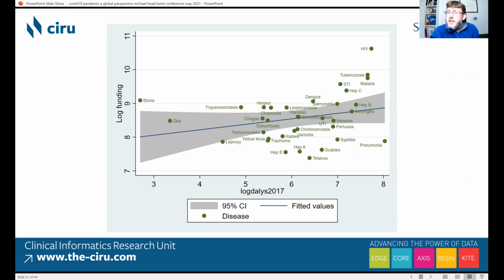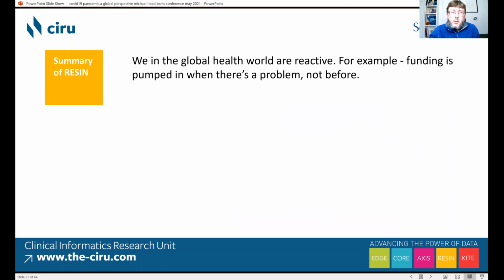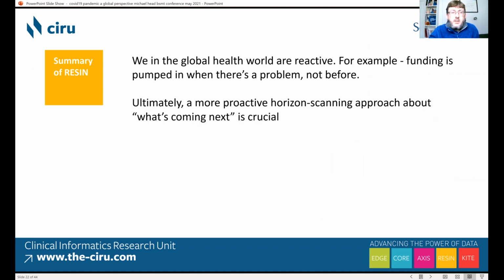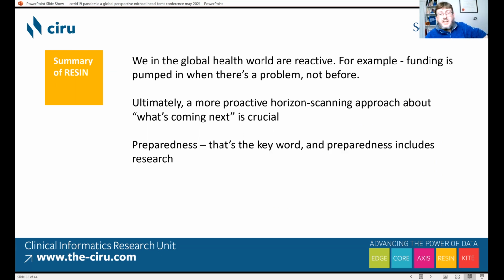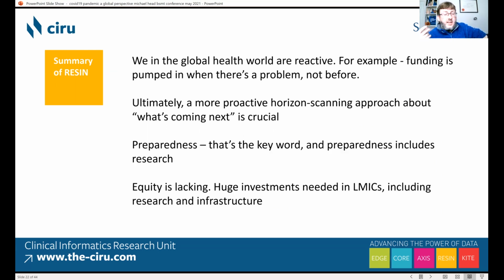And part of the reason for that is a lack of knowledge from previous research. So we in the global health world are reactive. We pump money in when there's a problem, not before. A proactive horizon scanning approach about what's coming next is crucial, in my view. We have organizations like CEPI, which is great. I think we need a few CEPIs around the world, really. Preparedness is key. That includes research, and equity is lacking. We need huge investments and a focus on low and lower middle income settings, including research and infrastructure to scale up the products of research like vaccines and diagnostics and so on.